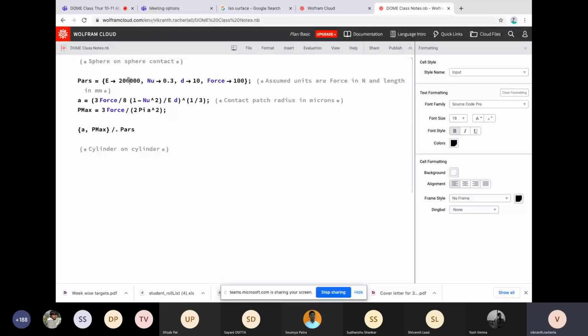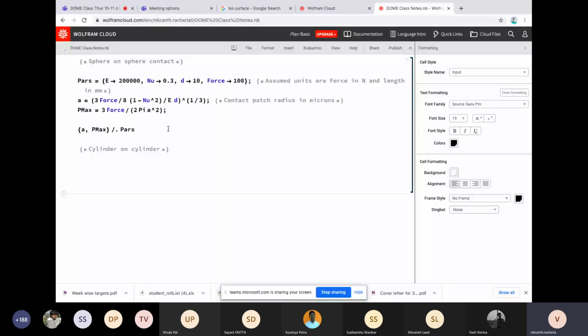I am taking 10 millimeter diameter spherical balls made of steel, and I'm applying a force of 100 kg. Okay, it doesn't look big for steel, so I'm applying 10 kg force. Now I'm applying this formula which I have just given in the notes, and I'm also estimating the maximum pressure. Okay, so let us just estimate this. Shift enter will estimate the two of them.